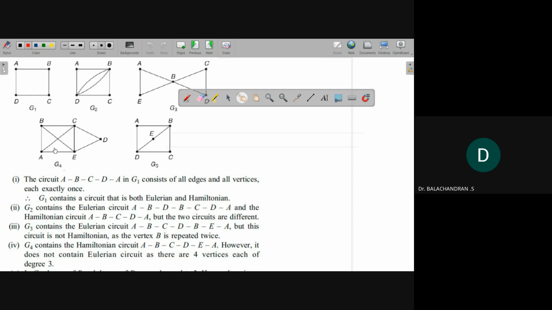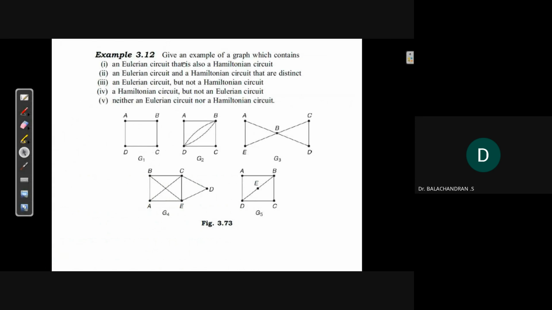Okay, next, give an example of a graph which contains neither an Eulerian circuit nor a Hamiltonian circuit. So here this is the graph. Why does it not contain an Eulerian circuit? The reason is here degree 2, degree 2, degree 2, and this is degree 3, degree 3. So all the vertices are not even, and hence this graph does not contain an Eulerian circuit. Even the graph does not contain a Hamiltonian circuit.